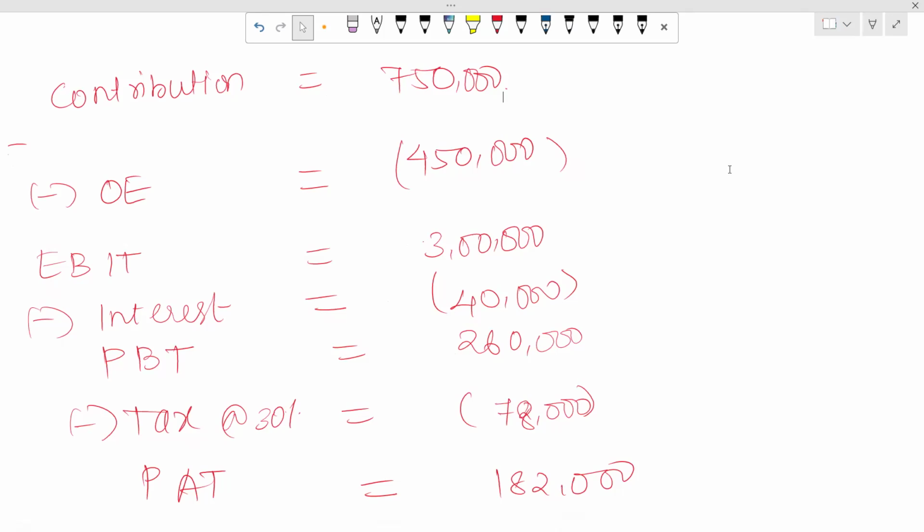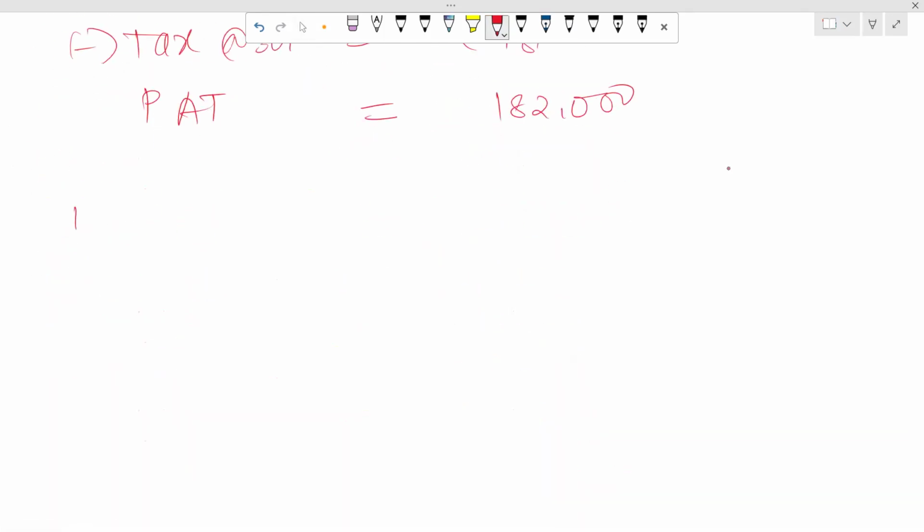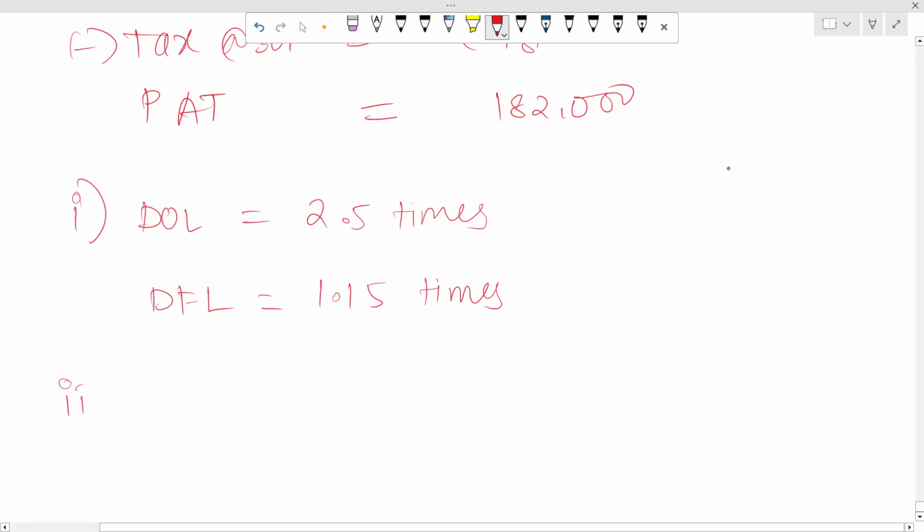Everyone done with this? What is DOL and DFL? So first requirement, DOL is equal to how much? 2.5 times. DFL is 1.15 times.